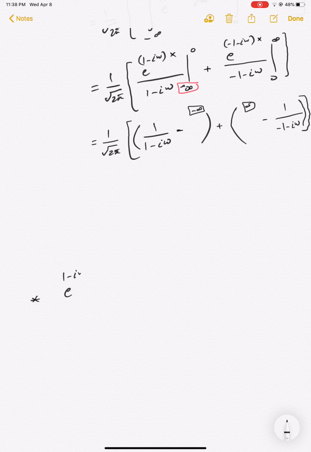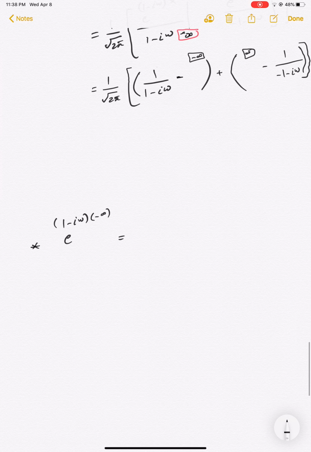So basically you have e to the (minus)(1 minus i omega)x when x is negative infinity. Let's see what this is. First of all, my understanding is that this is the limit as b approaches negative infinity of e to the minus i omega b. Even if we don't write the limit, this is what's meant by e to the minus infinity or e to the infinity. Infinity is not a number; we deal with infinity just as a limit.